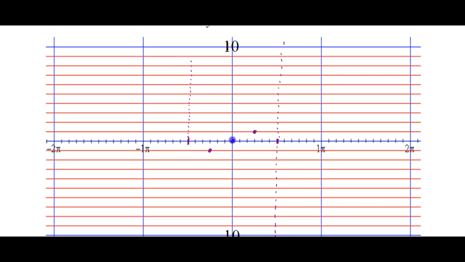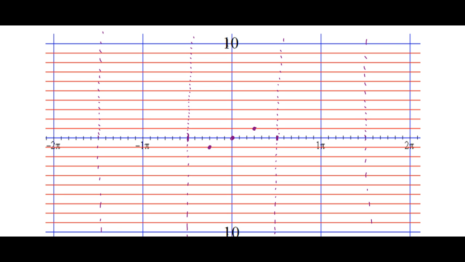And the other place that x goes to 0 is at negative pi over 2, or 3 pi over 2. So at 3 pi over 2, we get an asymptote. And at negative 3 pi over 2, which is really just pi over 2, we get one too. Okay, and we've got these points going on, and we can graph some other points.